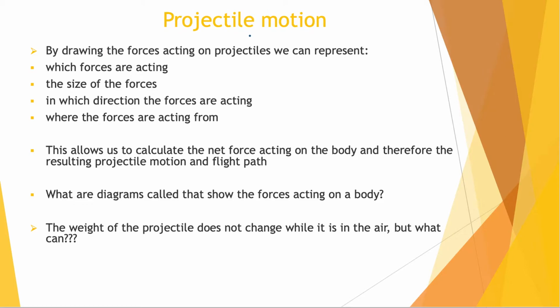We can draw the force arrows on a projectile to represent which forces are acting, and you will already know that: the size of the forces acting on the projectile, which direction those forces are acting, and where they're acting from. Most of those things you will already know. This is going to be revision. The reason for doing it for a projectile is because it allows us to calculate the net force acting on the body and therefore the resulting projectile motion. We know already they're called free body diagrams, these diagrams that show forces.